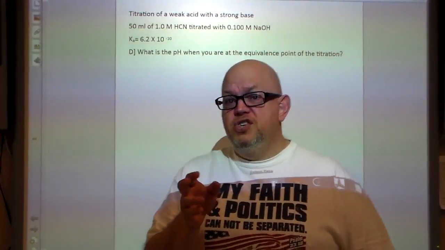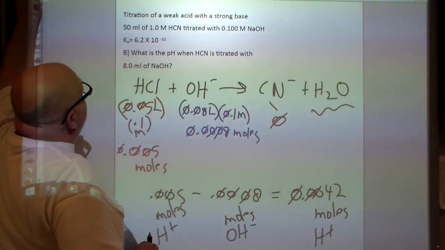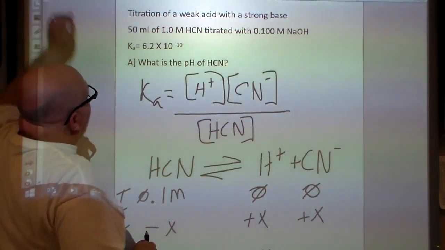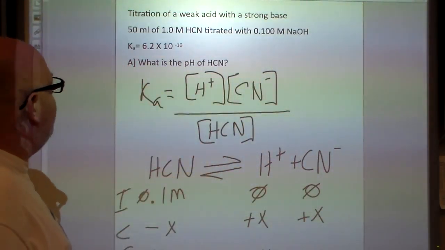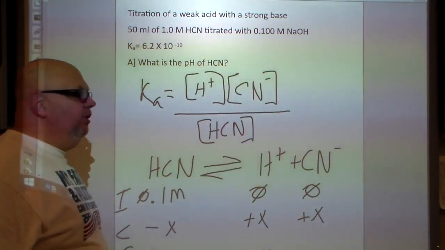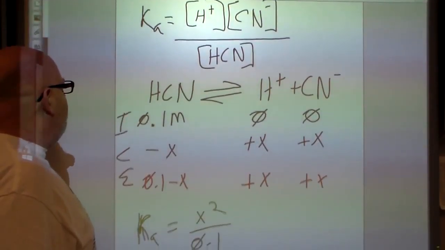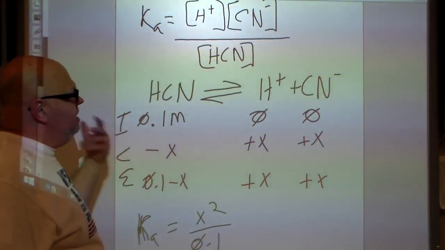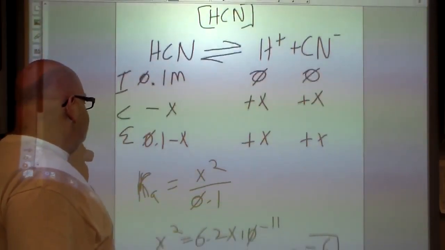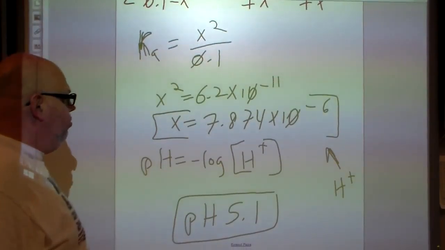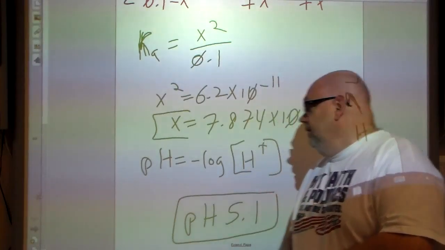In the first part, just as a quick review, in the first problem we looked at the original pH of our acid, HCN. It doesn't dissolve particularly well in water, that's why we have the term weak. Because it's a weak acid, we did the ICE table, we did the Ka, and we worked our way through and got a pH of 5.1.